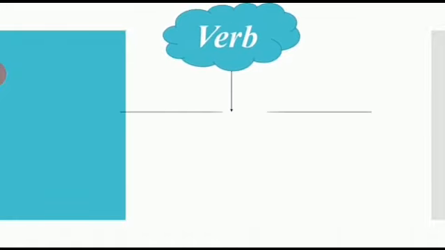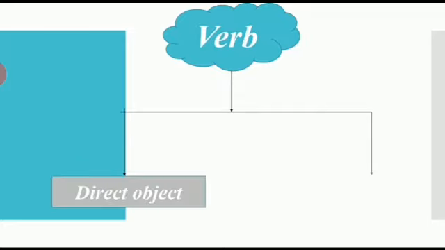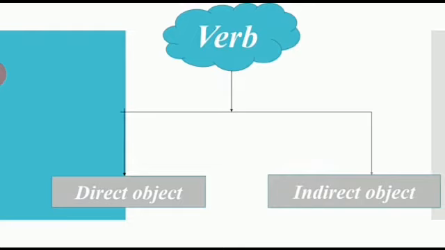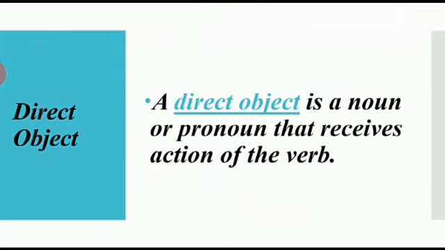Now let us know more about verbs. There is direct object and indirect object. Now what is direct and indirect object? Direct object: a direct object is a noun or pronoun that receives the action of the verb. Means the direct object is the receiver of the action of the verb.